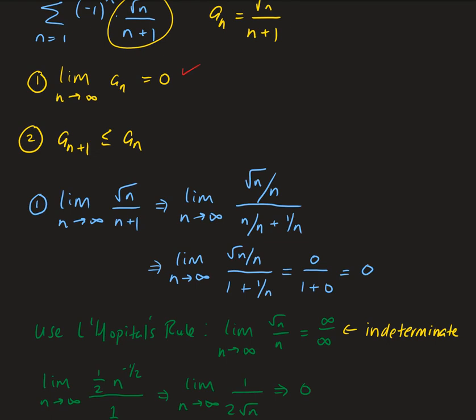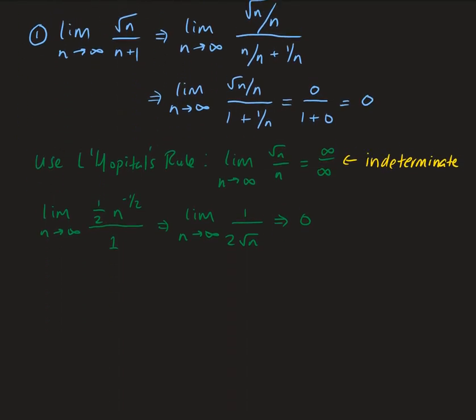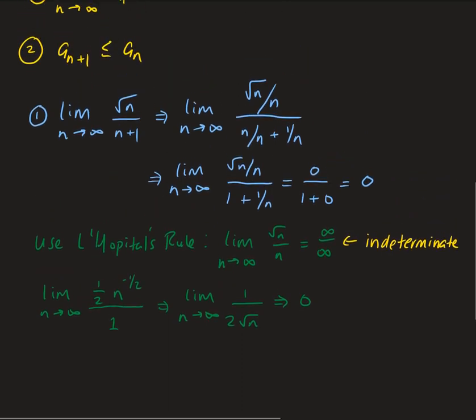Now we have to check to see if the n plus 1 term is less than or equal to the nth term. It's not obvious from what we have here. So let's look at the nth term as a function, and then we can use the first derivative to see if this function is decreasing on the interval that we're interested in.